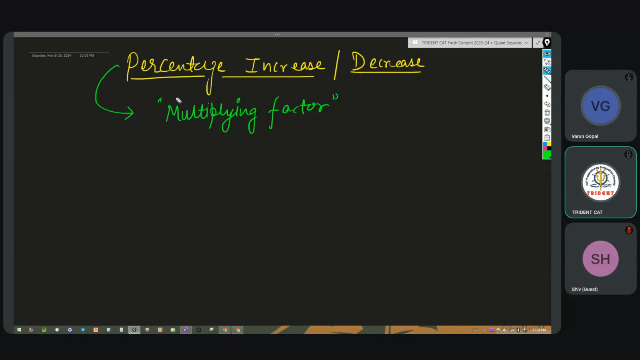So what do I mean by multiplying factor, and in general what do we mean by percentage increase or decrease? A very interesting question coming your way, guys. Suppose there is a statement given to you which says increase of 20%. Now, how do you indicate an increase of 20%?